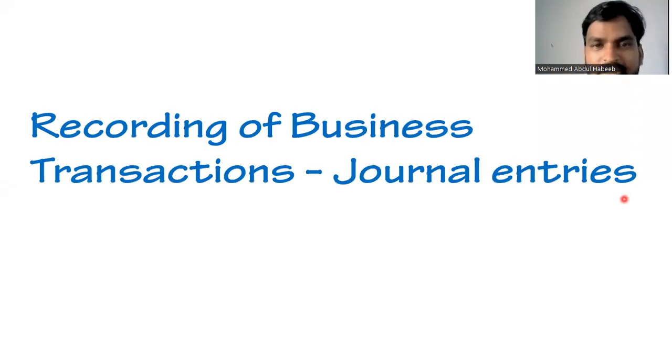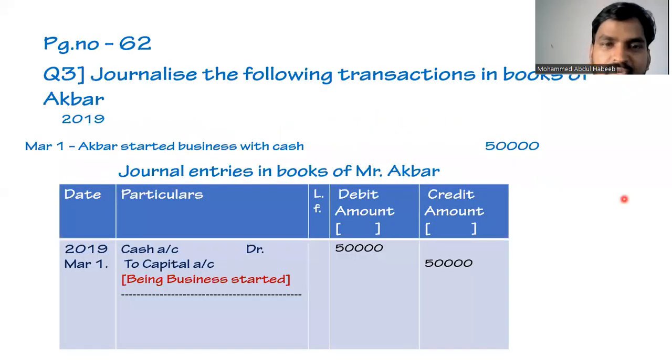In this video, we'll be discussing the chapter recording of business transactions, journal entries. Let us have a problem. Page number 62, question number 3. In this video, we'll be discussing all the transactions individually, and at the end of the video, we'll see how our solution should appear. Here is the question, page number 62, question number 3.